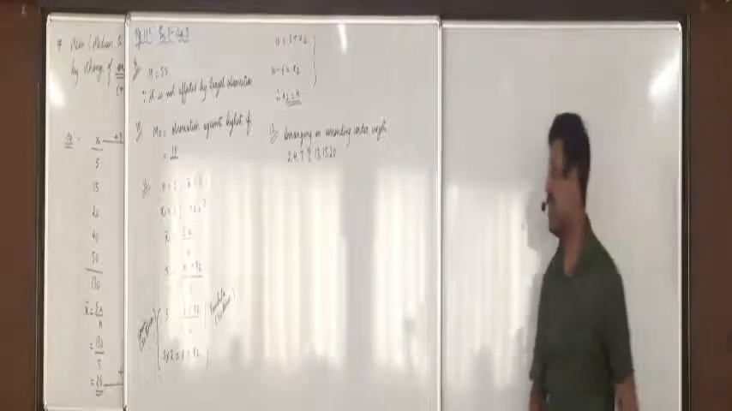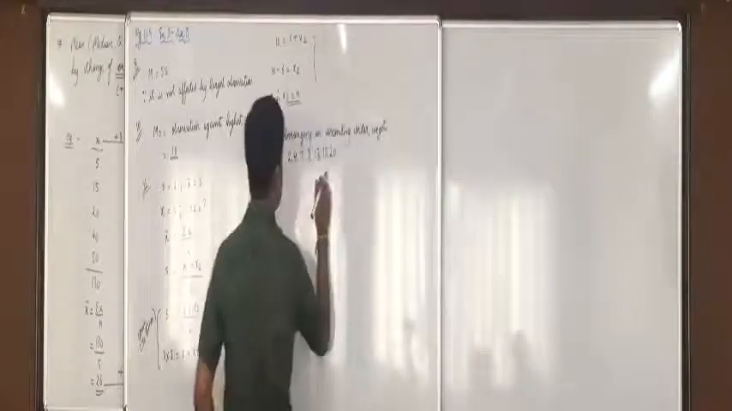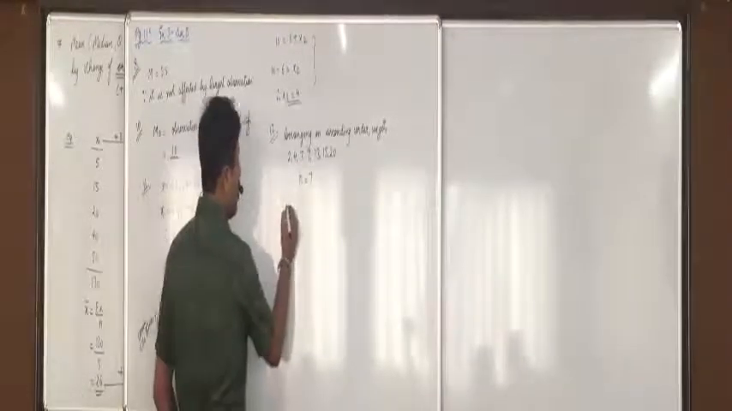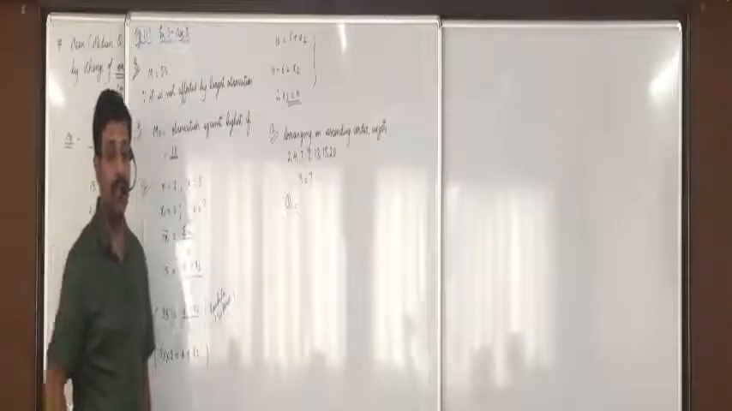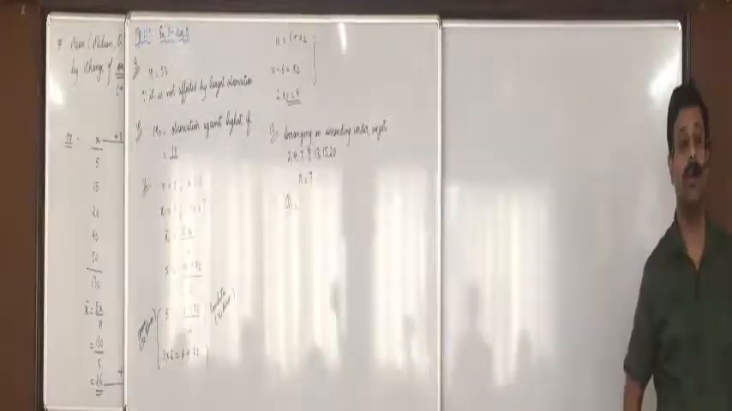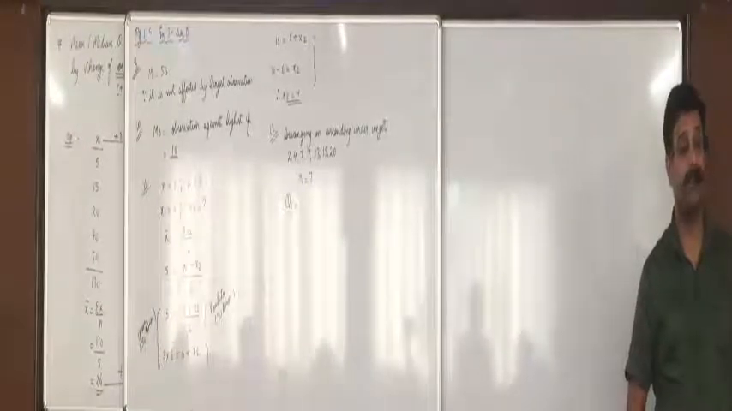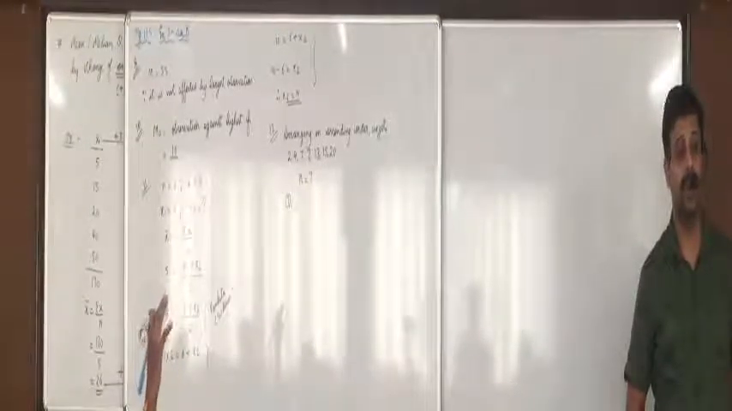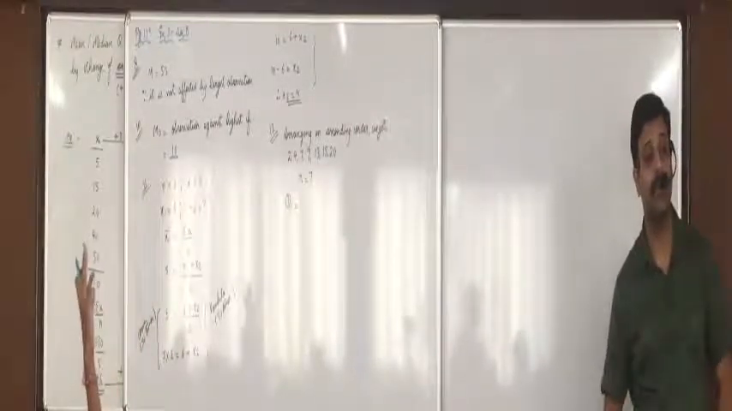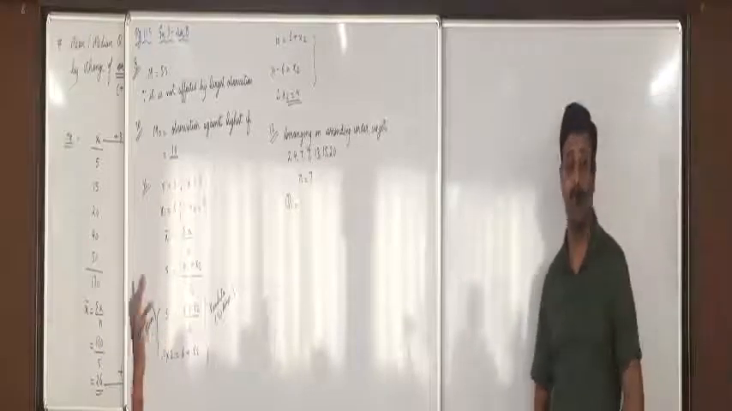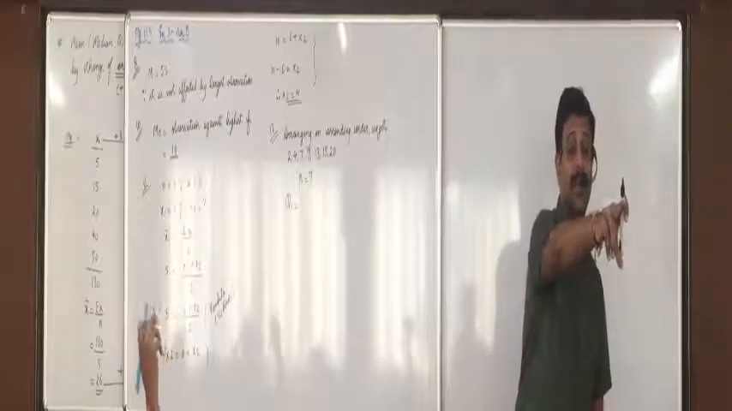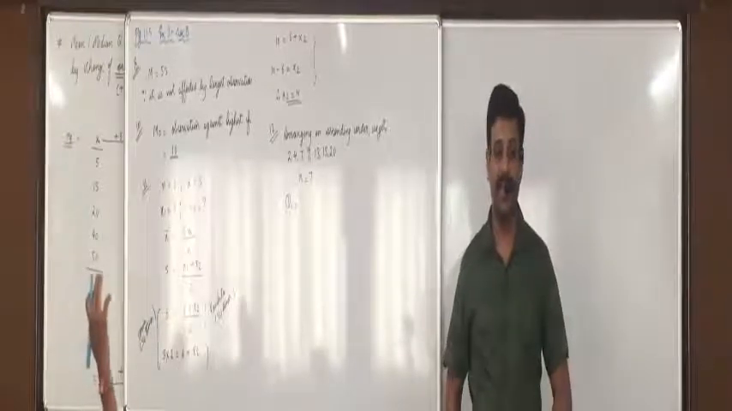Now, how many observations are there? 7 observations are there. N is equal to 7. Okay. Q1. What is the formula? No. Very good. Fantastic. What is your name? Satvik. What is the formula, Satvik?